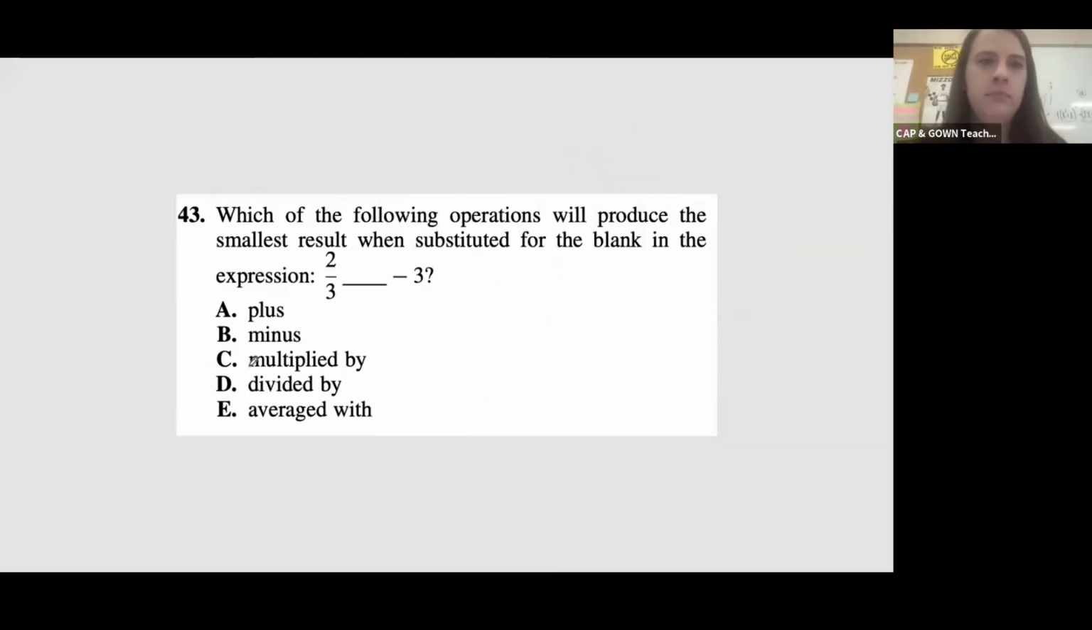Which of the following operations will produce the smallest result when substituted for the blank in the expression? Okay, this one, y'all, you've got to just do it. You want to start in the middle and say, okay, do I want to get smaller or do I want to get bigger? So I'm going to start with the middle. I'm going to multiply 2/3 times negative 3. Well, that just gives me negative 2.